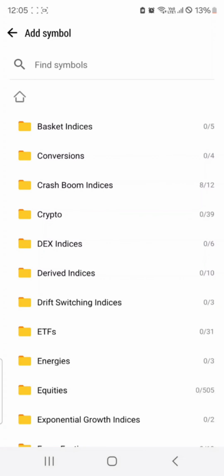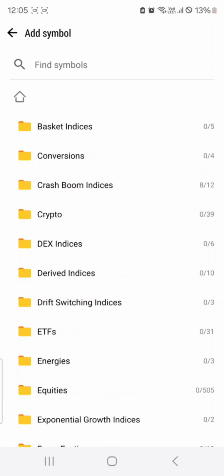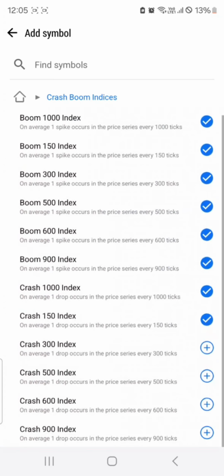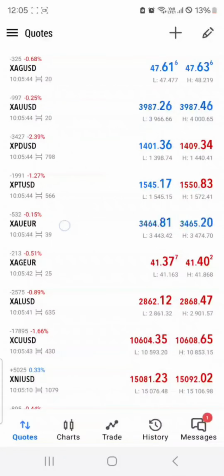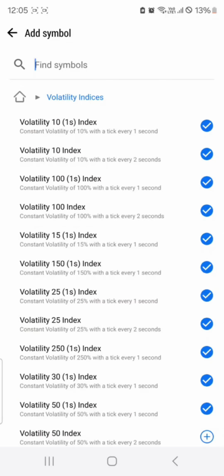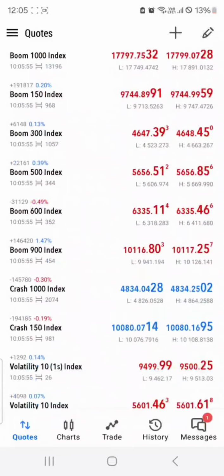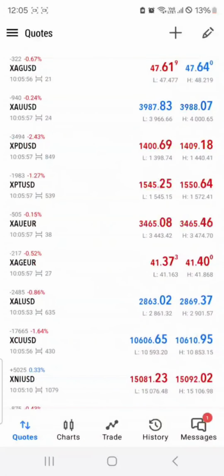We have synthetic indices like boom and crash. To add them, you just come this side, search crash and boom indices, and then you add them. To add volatility indices, the synthetics, you come this side and you will find the volatility indices, you add them. The difference is that volatility indices move every day. You can trade them from Monday to Sunday, even on holidays. But the Forex ones, you can only trade them Monday to Friday.